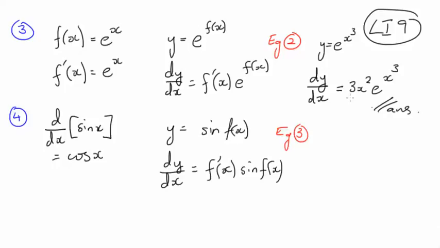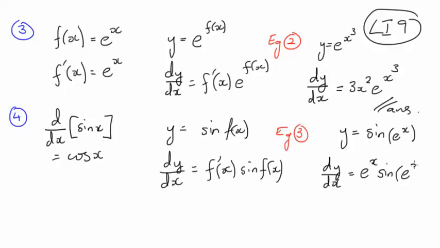And I'm going to mix this example with the exponential function. What if I have y equals sine of the exponential function? What would that derivative be? Well, it would be the derivative of that, and that derivative would sit out the front. But the derivative of e to the x is e to the x, so that becomes e to the x sine of e to the x. So that's number 4.